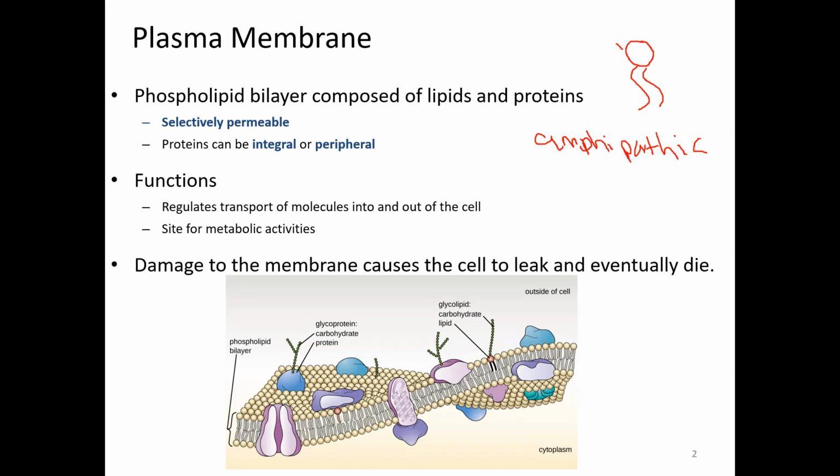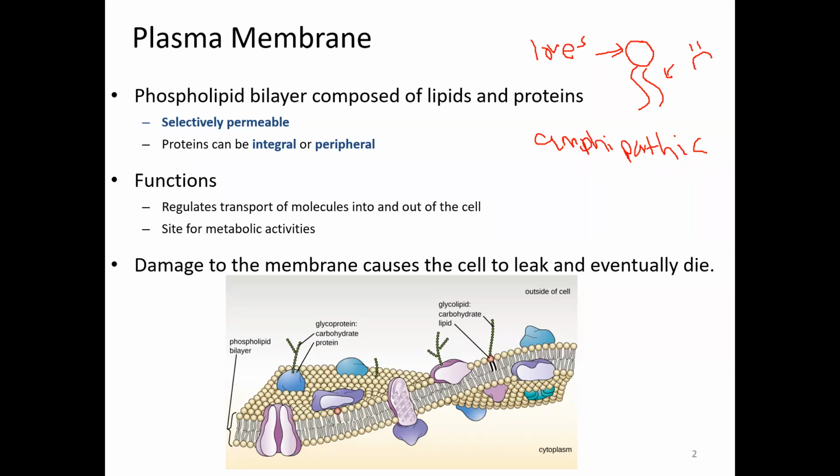So this charged head group right here is hydrophilic. It loves water. And these two fatty acid tails are hydrophobic. They do not like water. Because writing with this mouse is hard, I'm just going to put a frown face. The tails are hydrophobic.